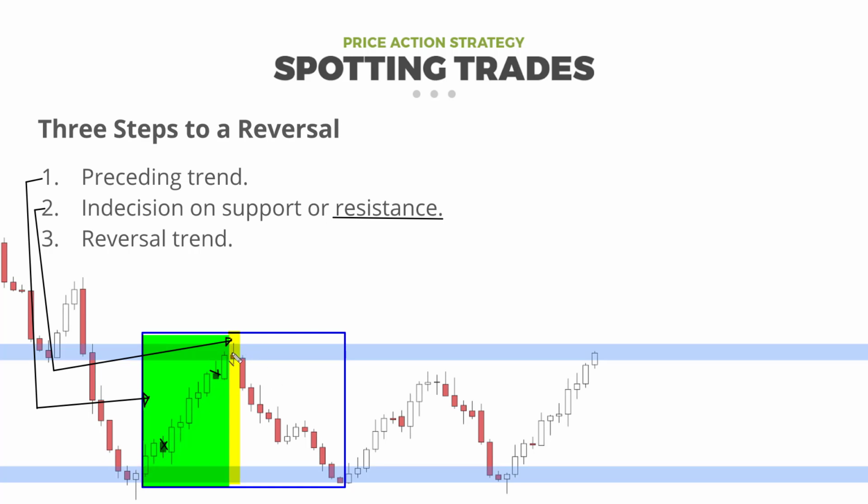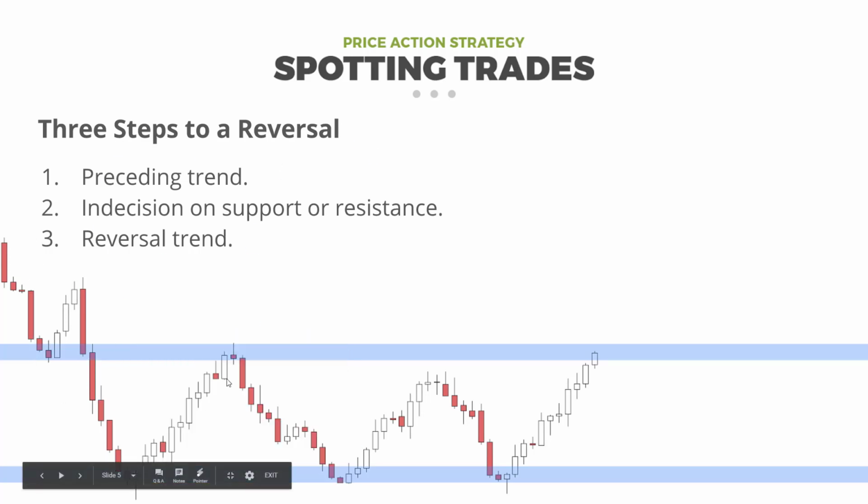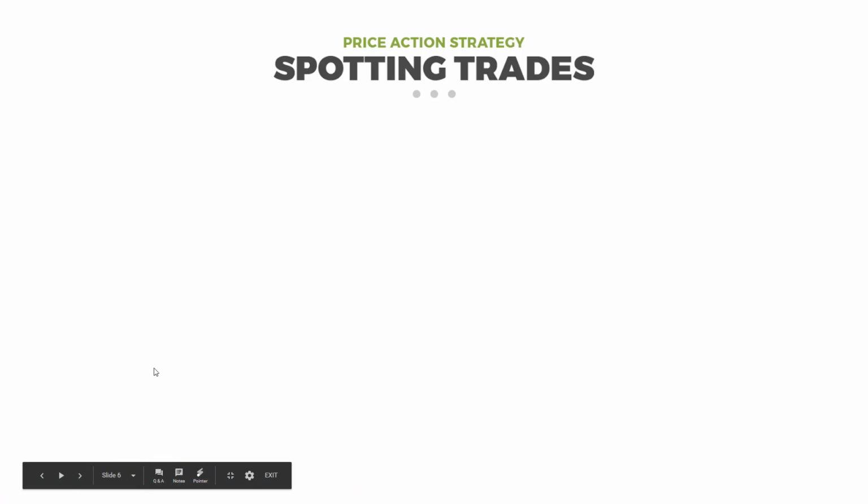Then it hits resistance. When it hits resistance, we get this little indecision candle. And then of course, price eventually turns around. And that is the reversal trend. This one here is the reversal trend. Let me highlight it for you guys. Reversal trend. So that's the 3 steps to a reversal. You got the preceding trend, the indecision, and the reversal trend.